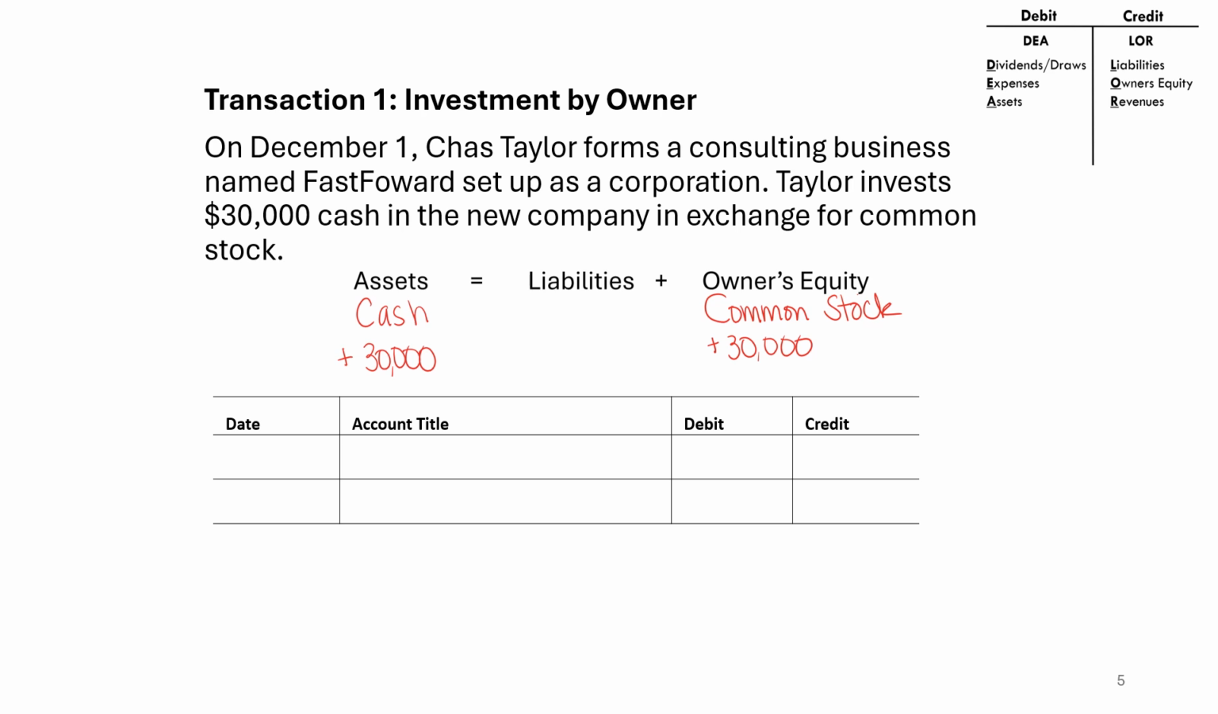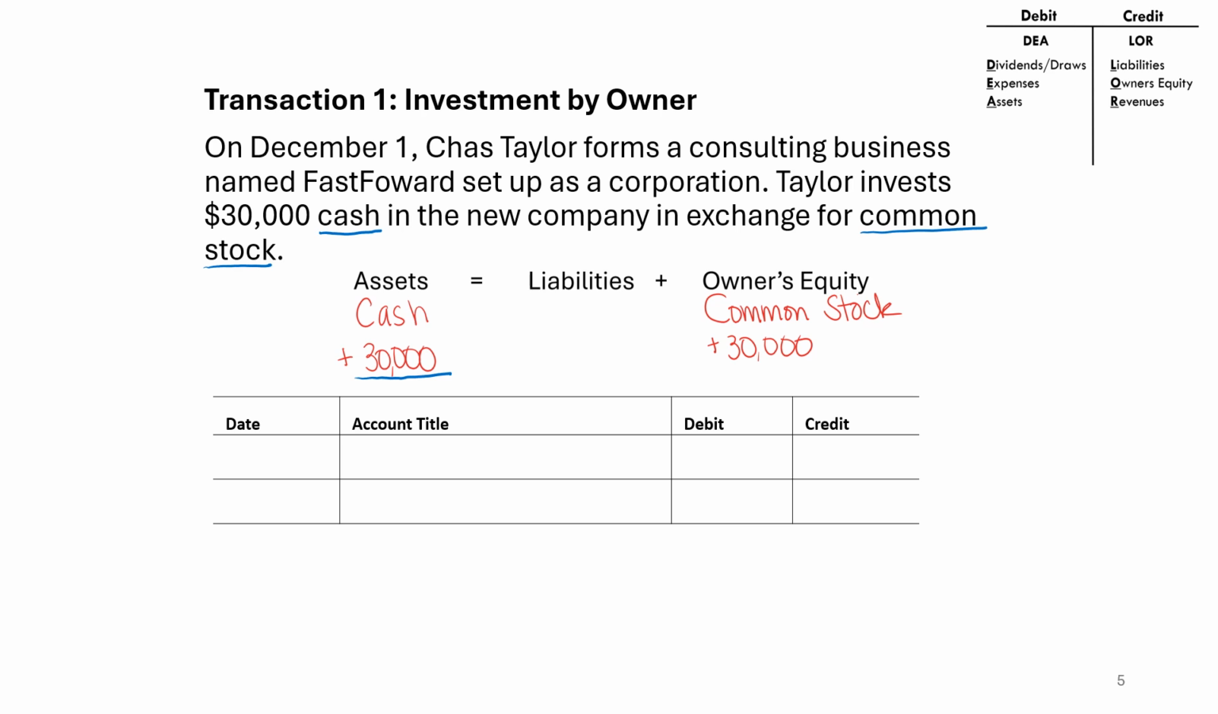So on December 1st, Chaz Taylor forms a consulting business named Fast Forward, set up as a corporation. Taylor invests $30,000 cash in the new company in exchange for common stock. So remember, we always look to see what the two accounts are that are being affected and what's happening in this situation. So cash is increasing. We noted that here.